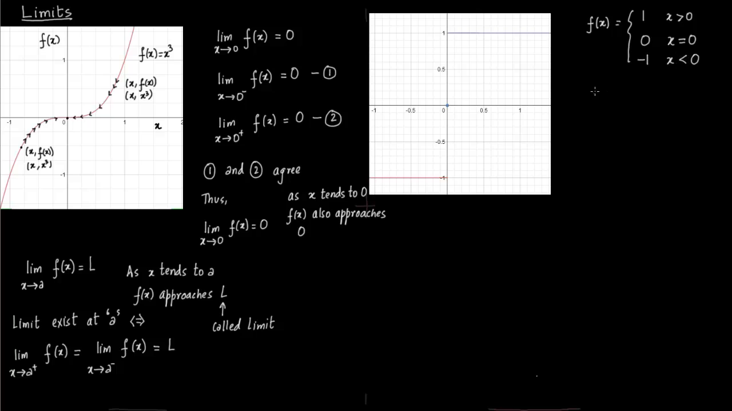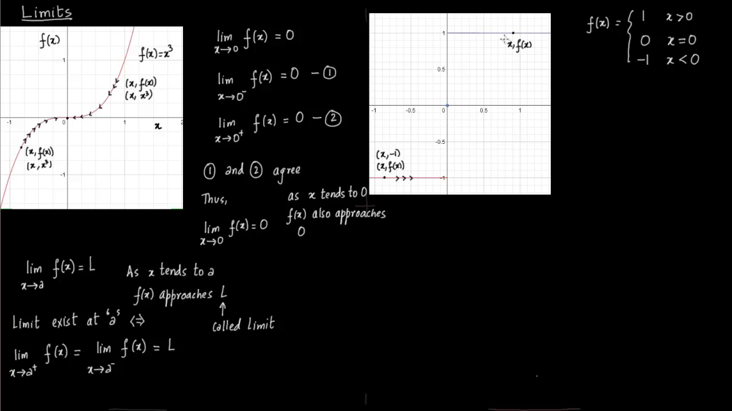So we have already drawn the function, as you can see. So let us see if we have a limit at 0. So again, every point here is x comma f of x. f of x is minus 1 here for x less than 0.